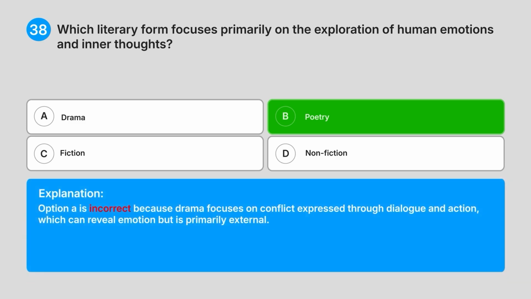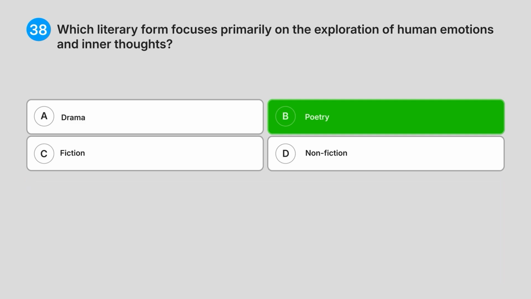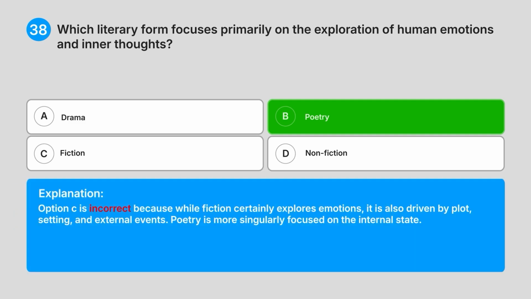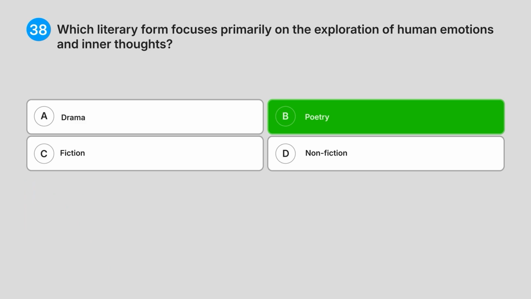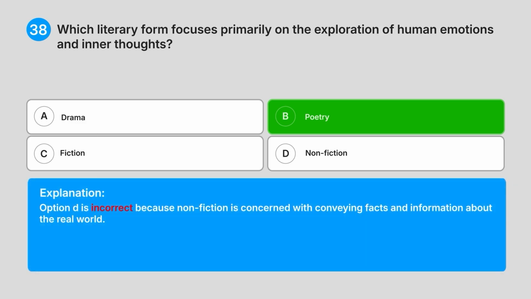Option A is incorrect because drama focuses on conflict expressed through dialogue and action, which can reveal emotion but is primarily external. Option C is incorrect because while fiction certainly explores emotions, it is also driven by plot, setting, and external events. Poetry is more singularly focused on the internal state. Option D is incorrect because non-fiction is concerned with conveying facts and information about the real world.